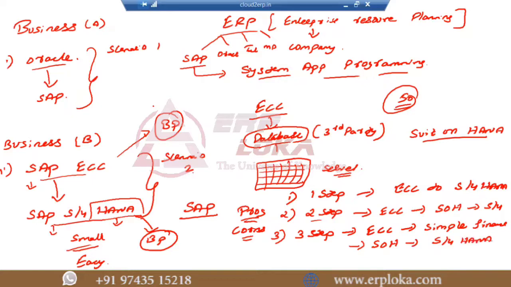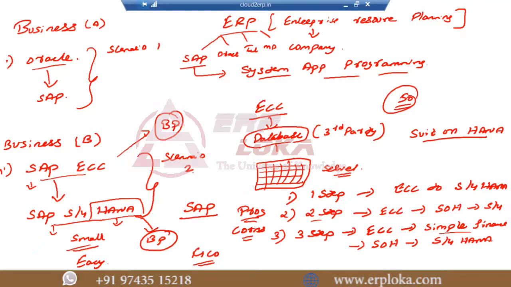So what is Simple Finance? Finance is the higher hierarchy module, because without finance we will not be able to implement the SAP. So when we start implementing the SAP ECC to S/4HANA, they are directly converting all the modules. If the business is not comfortable doing that, they can start only with the finance module, that is nothing but the FICO module.